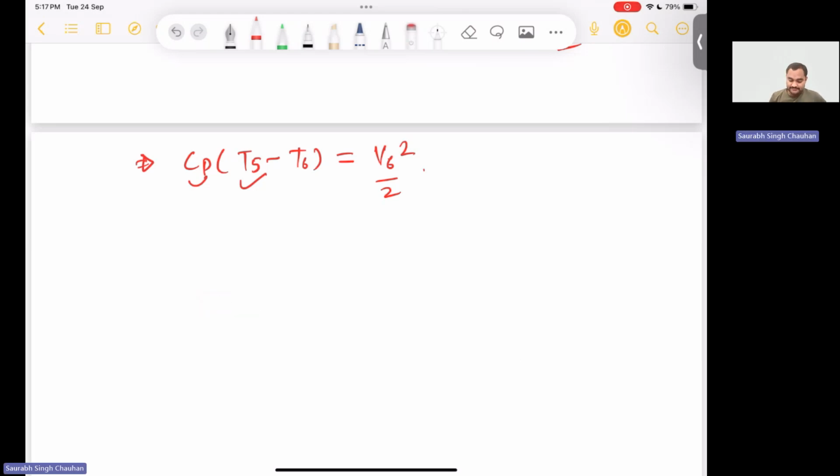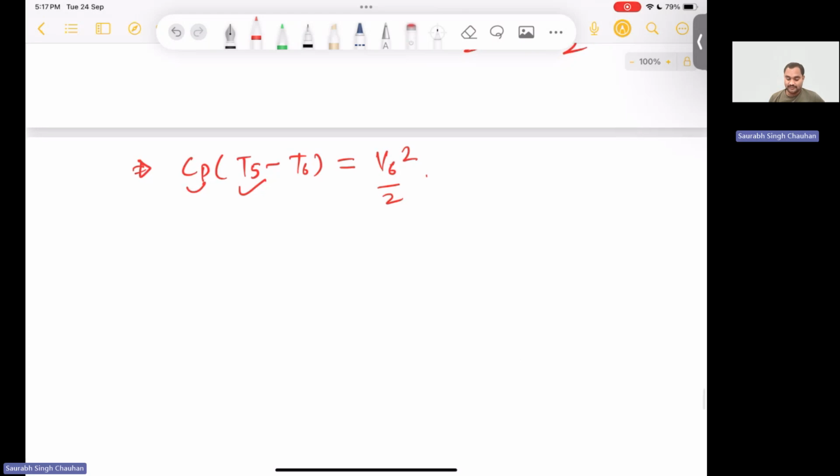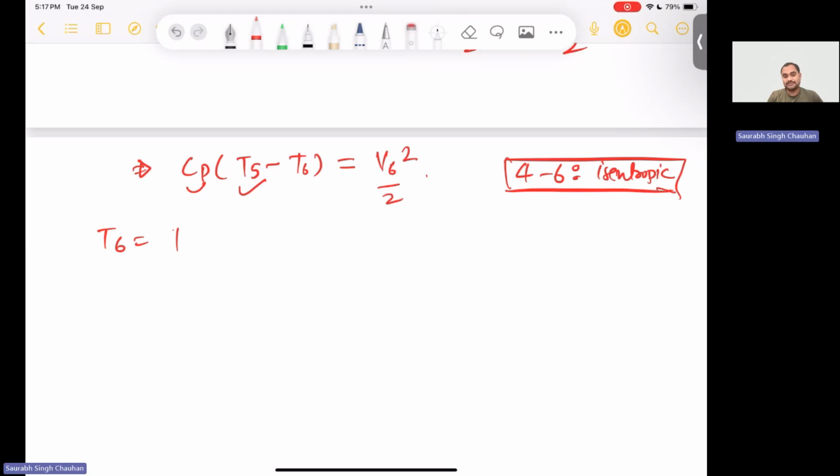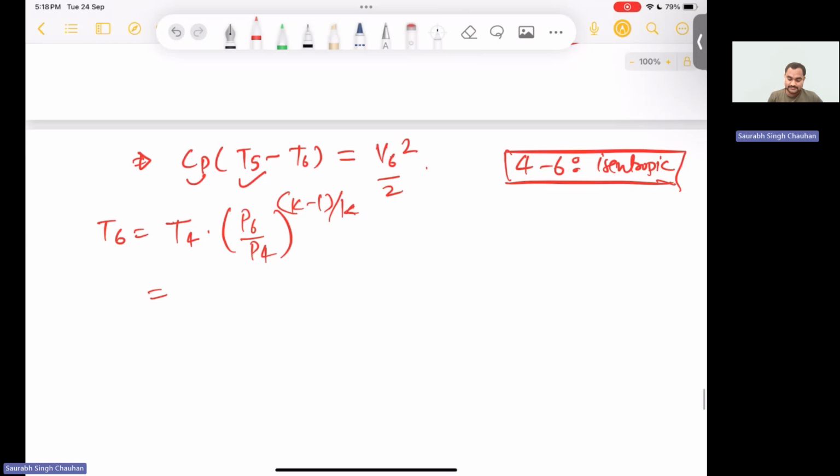So again, since this nozzle is an isentropic device, we can use the adiabatic relation. From 4 to 6, this whole process is isentropic. 4 to 5 was the turbine, that was also isentropic, and 5 to 6 the nozzle is also isentropic. So from 4 to 6, both processes are isentropic, so we can directly use this relation, because the pressure value at point 4 we know, and pressure at point 4 is equal to pressure at point 3. So T6 is equal to T4 into (P6 by P4) to the power (K minus 1) by K. We just substitute the values.